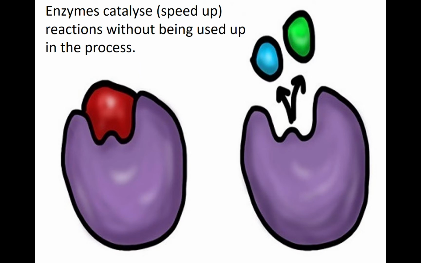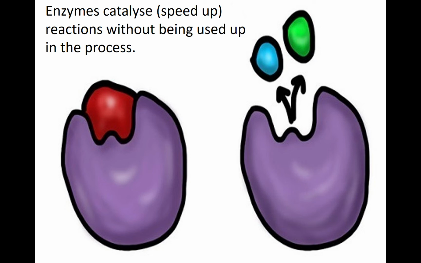So enzymes catalyze reactions without being used up in the process. Catalyze means to speed up. So in this case, we have a digestive enzyme. We have a molecule which is being broken down into smaller pieces. An enzyme will speed up the rate at which the molecule is able to break into smaller pieces.